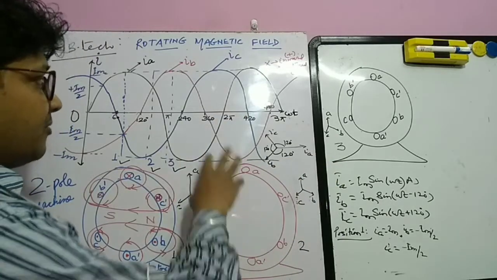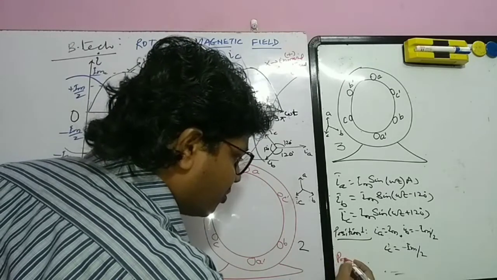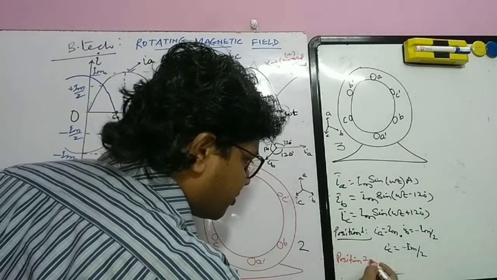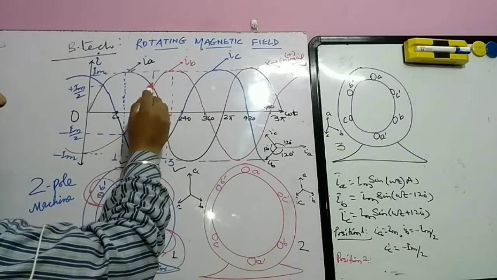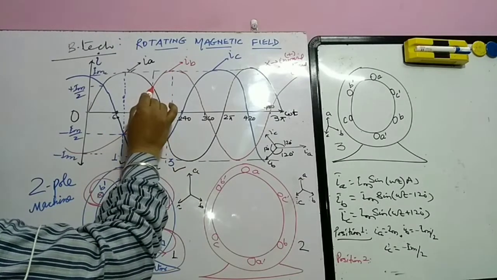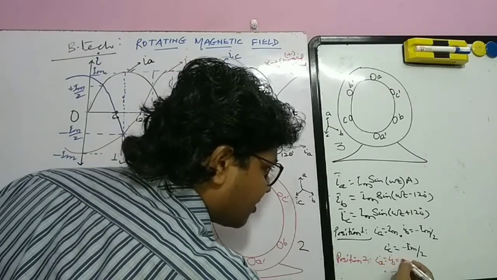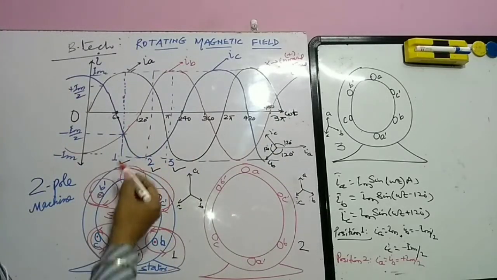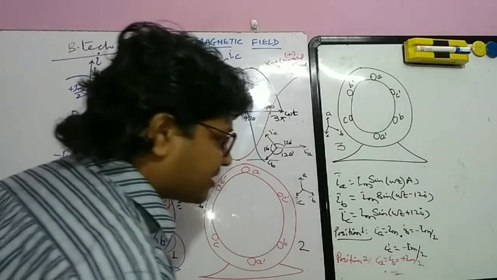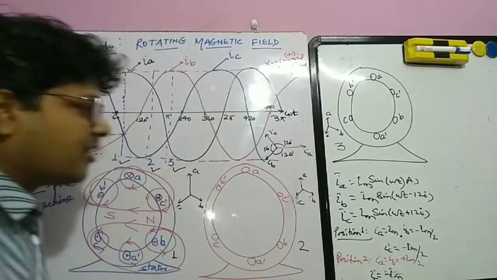Okay, fine. For position 2, I am going to discuss position 2. So what is position 2? At position 2 we can see IB is positive and IA is positive. So IA is equal to IB is equal to positive Im by 2, and IC is what? IC we are getting negative maximum. So IC is equal to minus Im, right?